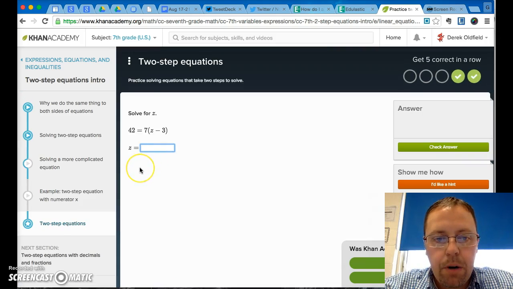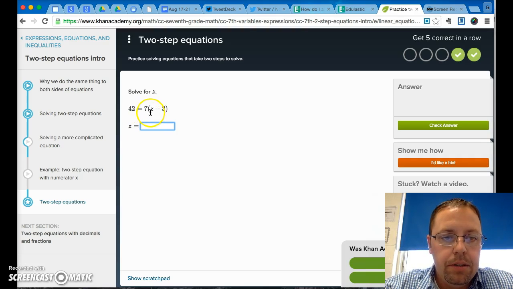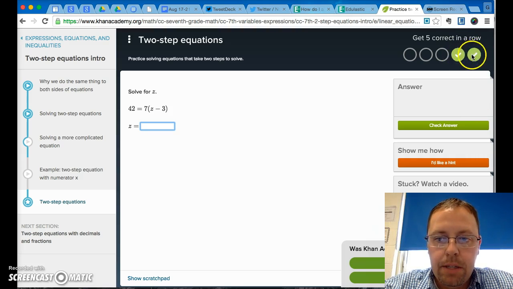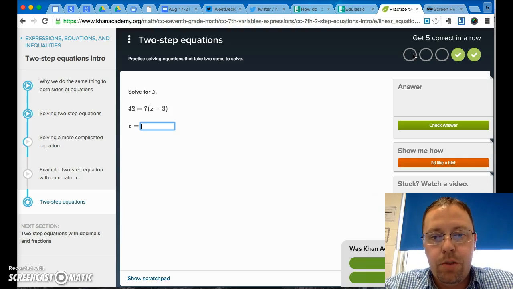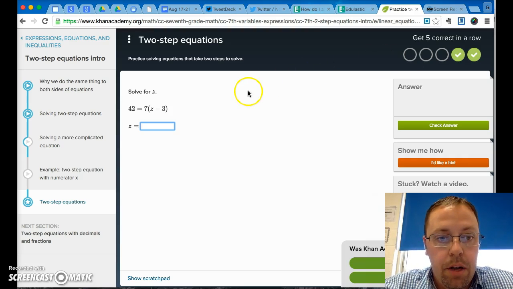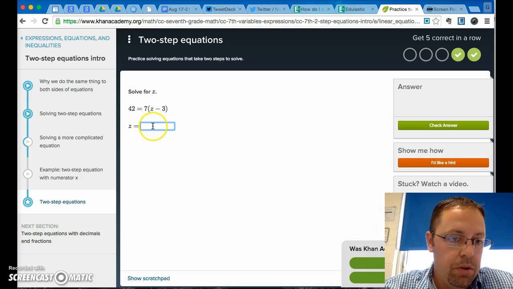All right, we've got one problem. Oh, good, they even threw in some distributive property here. That's good. You can see that I've accessed this assignment in the past because it shows that I had previously had 2 in a row. But if you were starting this from scratch, this would be blank. At this point, you have not demonstrated anything to the system in relation to two-step equations. It doesn't know if you can do it or if you can't do it.